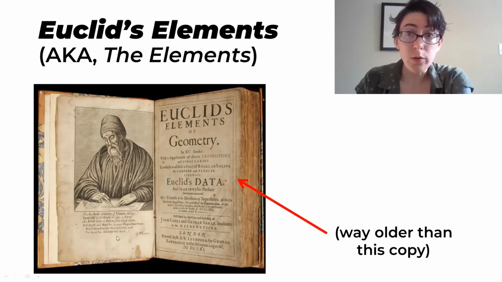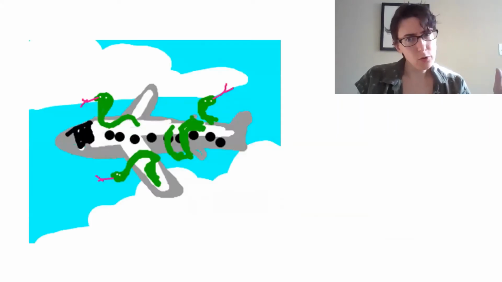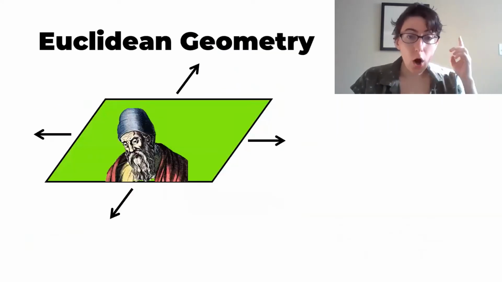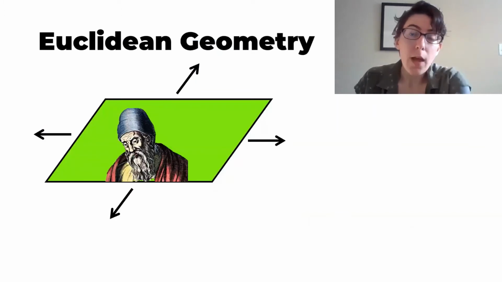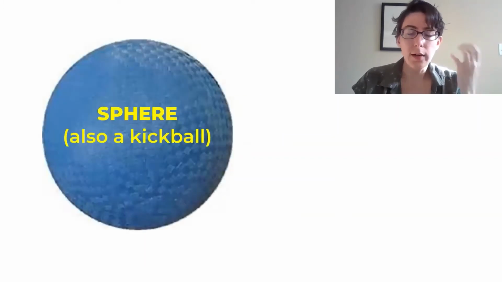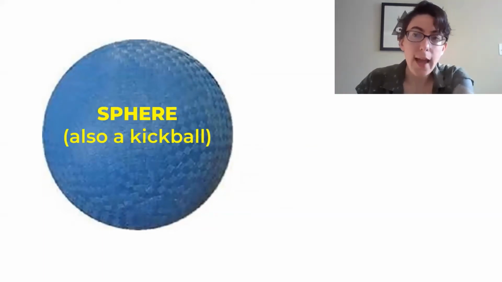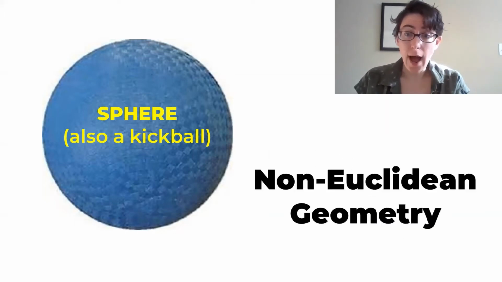But because Euclid's Elements defined how geometry worked on a plane, and we're talking the infinite flat 2D surface, not the flying vehicle that might or might not contain snakes, we call it Euclidean geometry. But the thing is, you can do geometry on other surfaces too, like a sphere. And spherical geometry is fun. Not only that, any geometry that's not Euclidean geometry is referred to as non-Euclidean geometry.